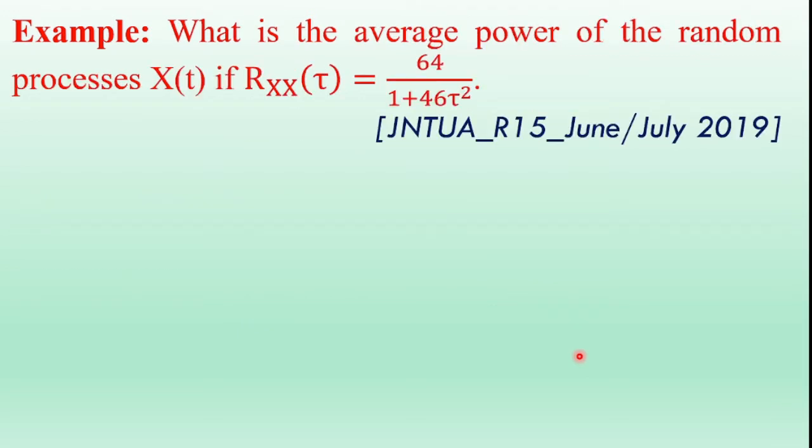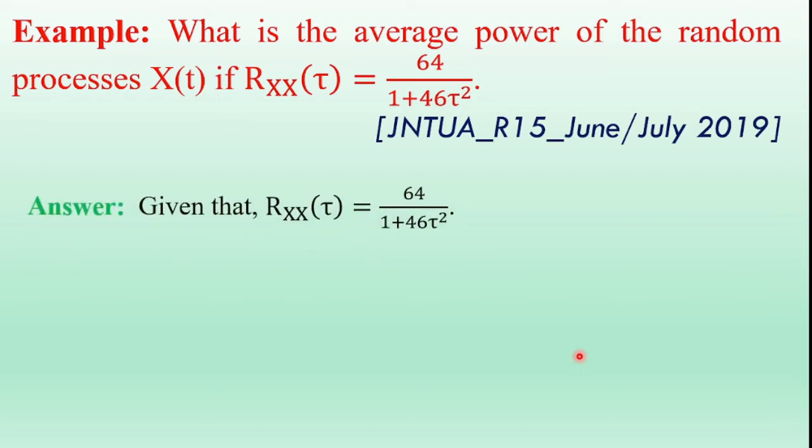And one more example, this is an example of average power of the random process, and this is also a previous examination question. The example is, what is the average power of the random process x of t if Rxx of tau is 16 by 1 plus 46 tau square? Coming to the solution, given that Rxx of tau is 16 by 1 plus 46 tau square.